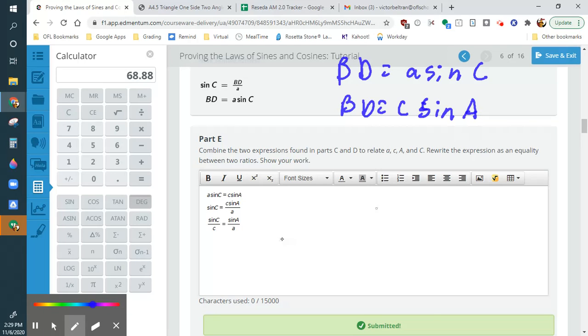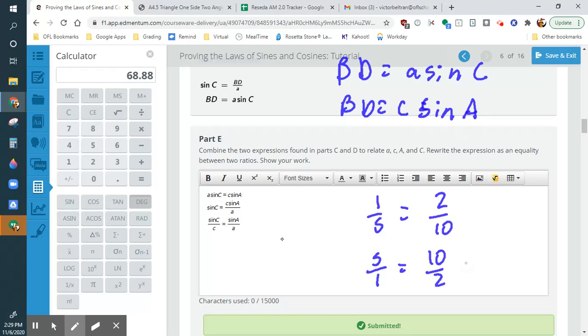So let's say I did something like, I don't know, 1 over 5 is equal to 2 over 10. And let's say I flip this over, 5 over 1 is equal to 10 over 2. This is true because 10 divided by 2 is 5, and 5 divided by 1 is 5. So if you have two fractions equal, you can flip them over. It's totally fine.